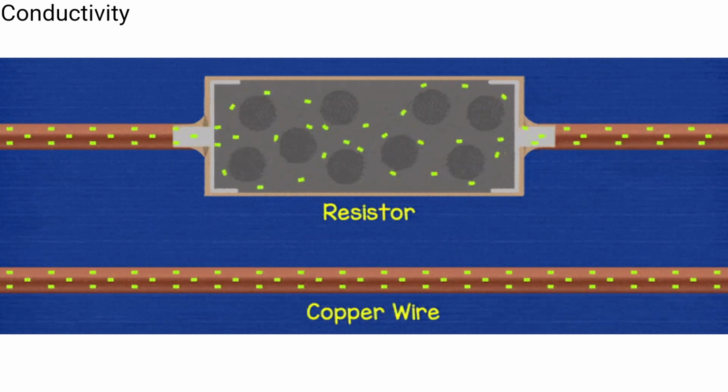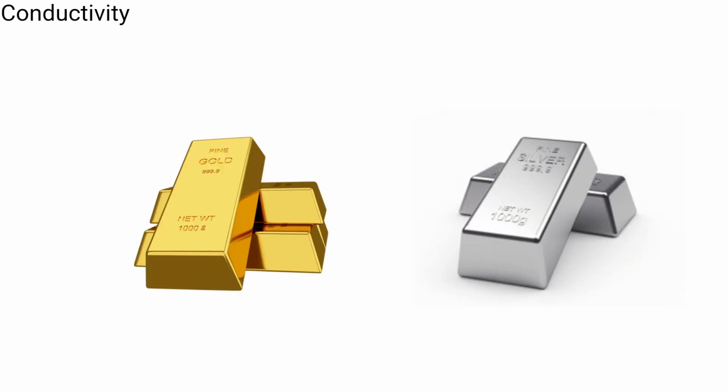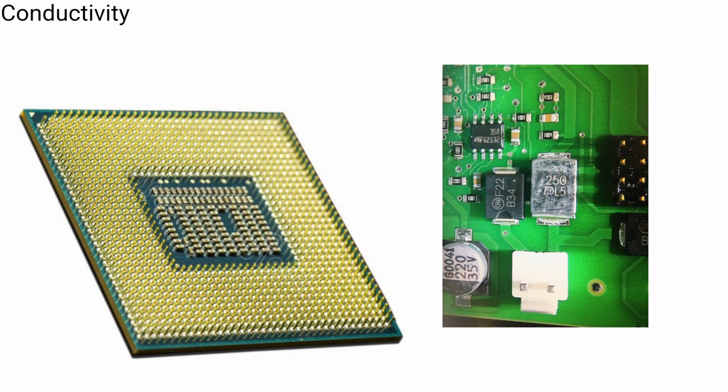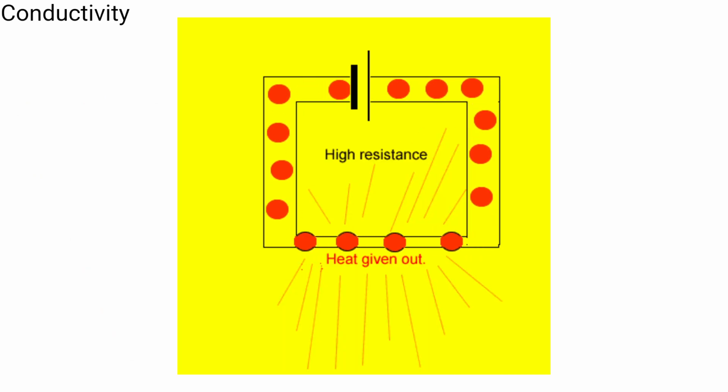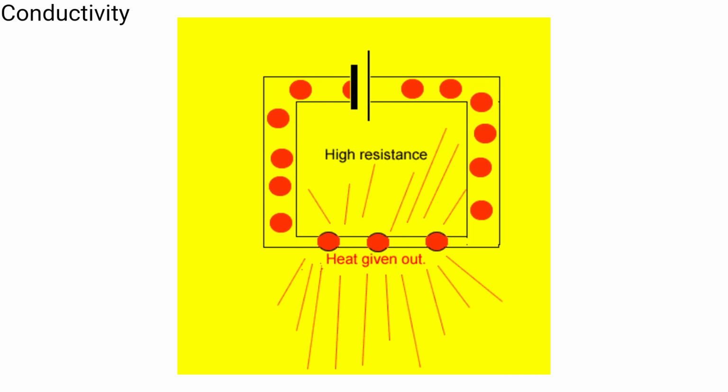That's why metals like copper are common in wires. They have low resistance, so electricity moves through them easily. Some metals, like gold and silver, are even better conductors. They're used in delicate circuits where you want the best possible electrical connection. When electrons face resistance, some of their energy is released as heat. That's why wires get warm under a heavy load.